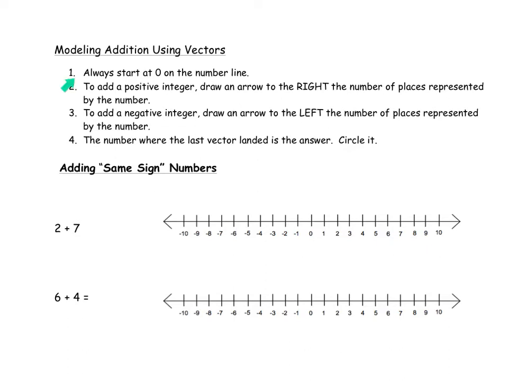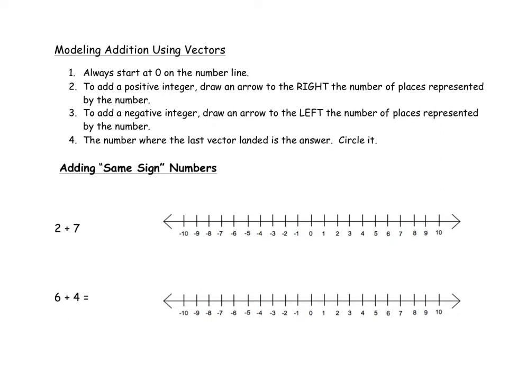So when we start, we always start at 0 on the number line. And to add a positive integer, we move an arrow to the right, the number of spaces represented by the number. And to add a negative, we draw an arrow to the left, the number of spaces represented by the number. And the last number where the vector landed on is the answer, and we circle it. So this is what this looks like.